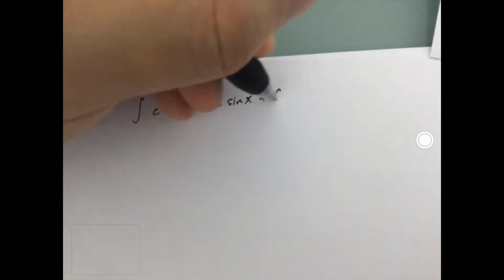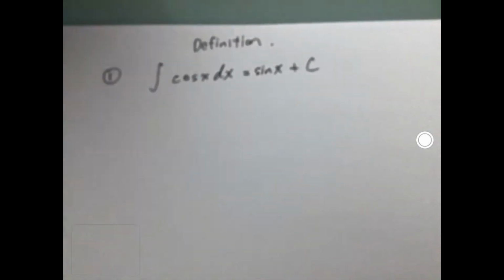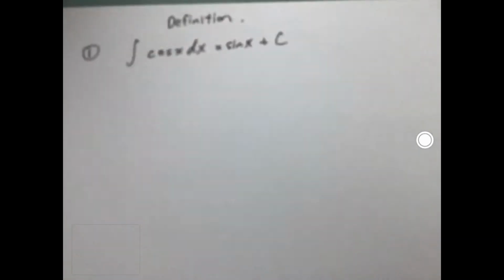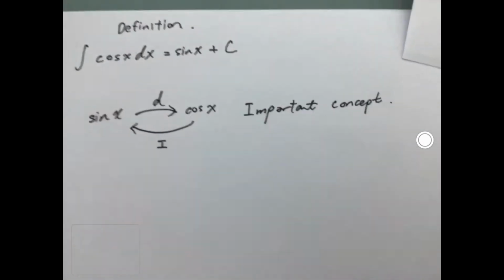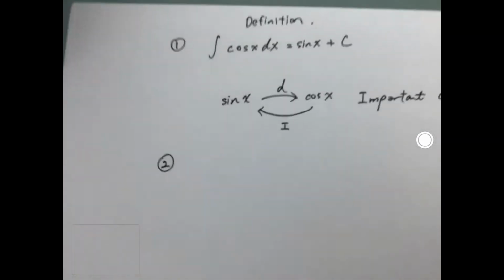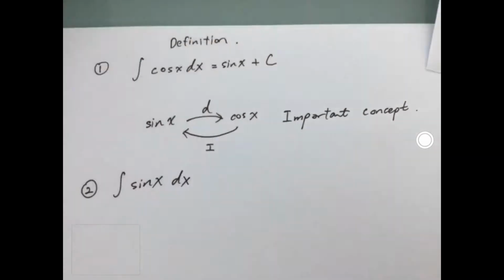So first, let's start with the definition of the integral. The integral of cosine dx is sine x plus c. It's better to remember this. And then you need to notice that the derivative of sine is cosine and that the integral of cosine is sine. So this is kind of like a reversing bridge from one to the other. You derive from sine to cosine and integrate from cosine to sine.